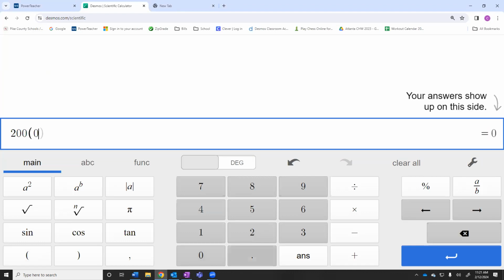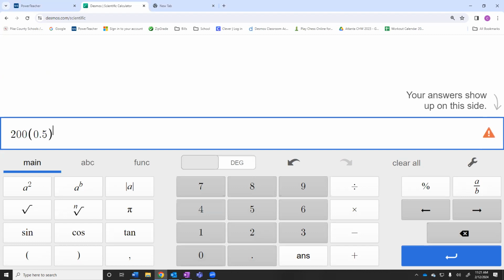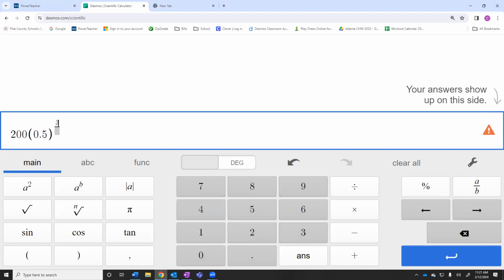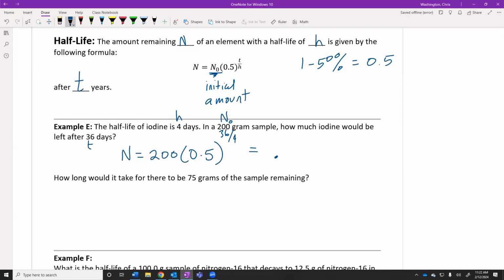And we would type that in the calculator exactly like it looks. 200, I'm using the most scientific calculator, times 0.5 raised to the fraction 36 over 4. And we see we got about 0.39 grams left.